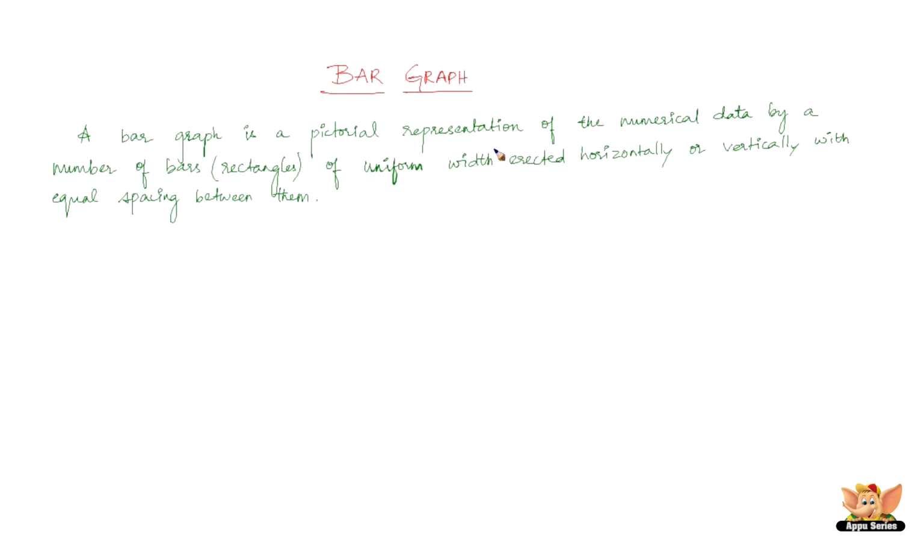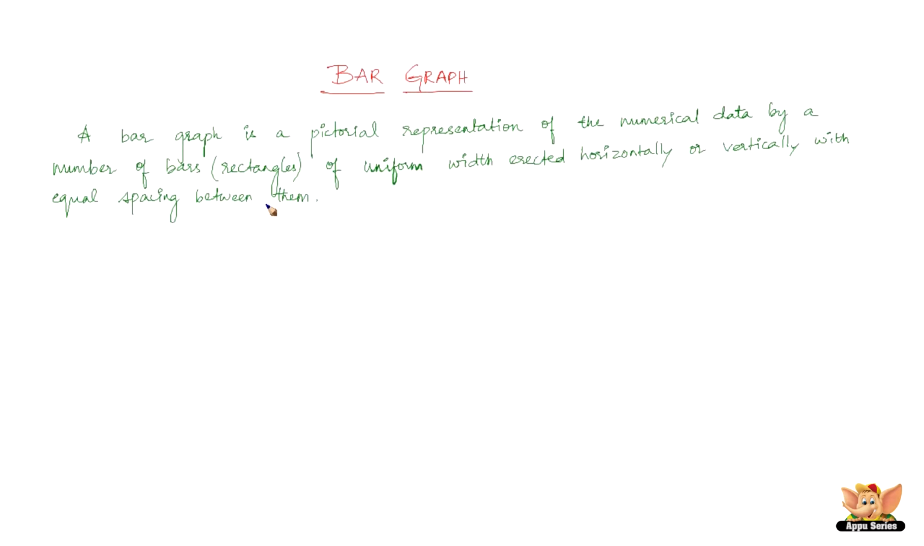The chapter that we're doing right now is graphical representation of statistical data. One of the ways to graphically represent statistical data is through bar graphs. So here we are. Let us now look into what is a bar graph. A bar graph is a pictorial representation of numerical data by a number of bars, which are in the shapes of rectangles, of uniform width, erected horizontally or vertically with equal spacing between them.